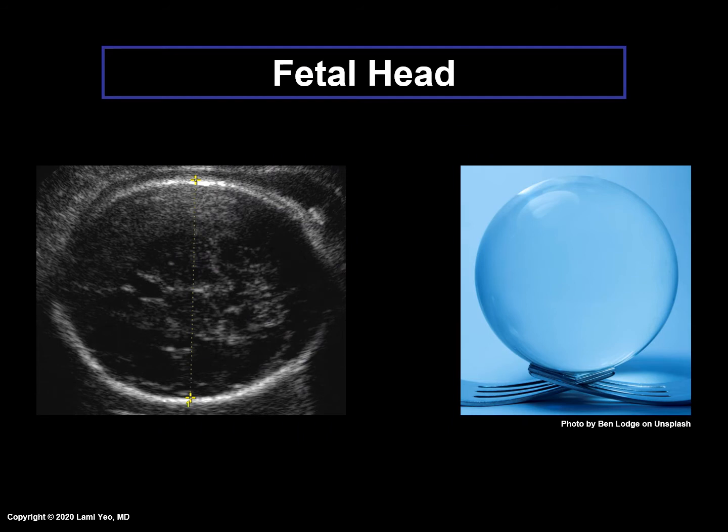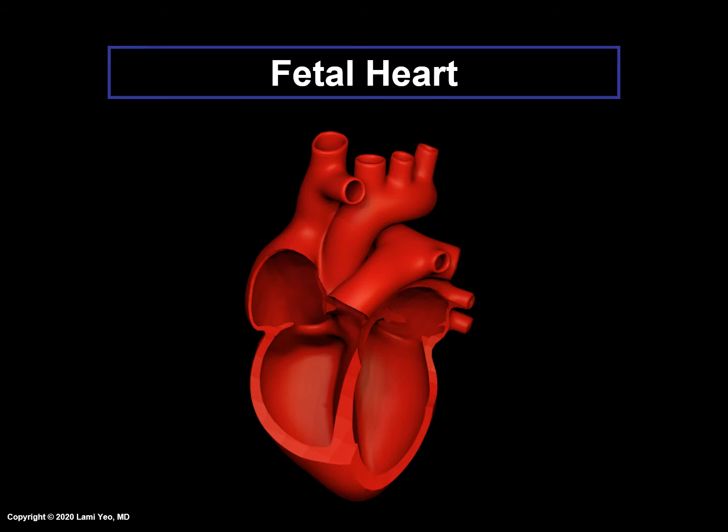Now here is a symmetrical organ, the fetal brain, which is ball-like. Therefore, regardless of different fetal positions in the uterus, it is straightforward to interpret transverse views of the fetal head as shown here. In contrast, here is the fetal heart, which is a complex and asymmetrical organ. It is well known that adequate sonographic examination of the fetal heart depends on fetal position.